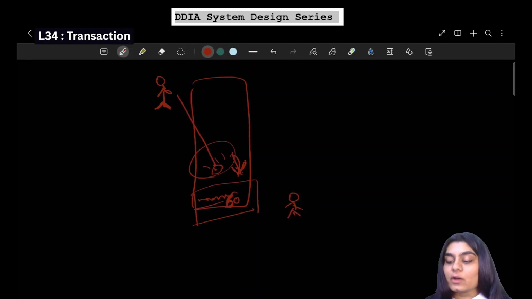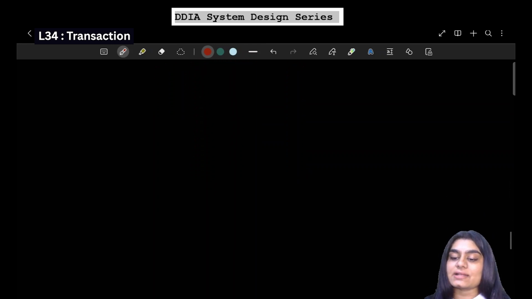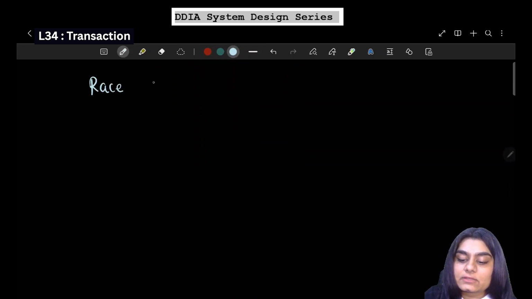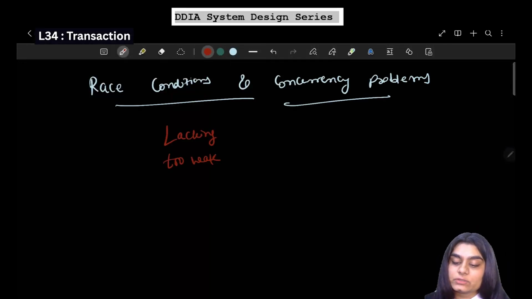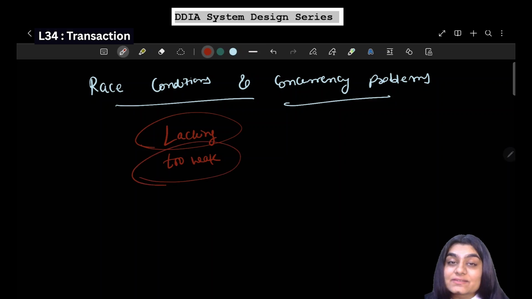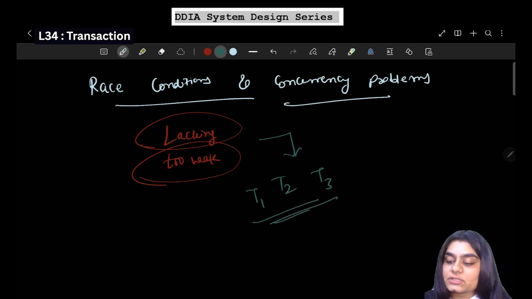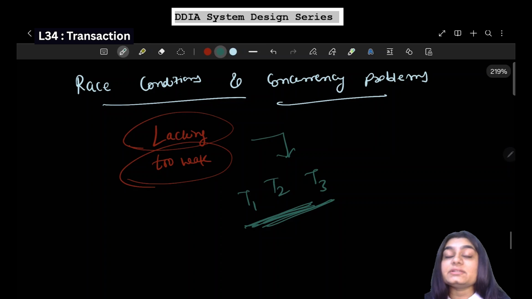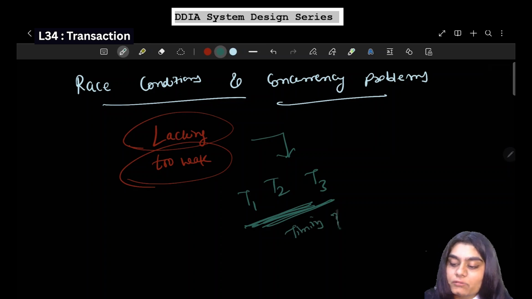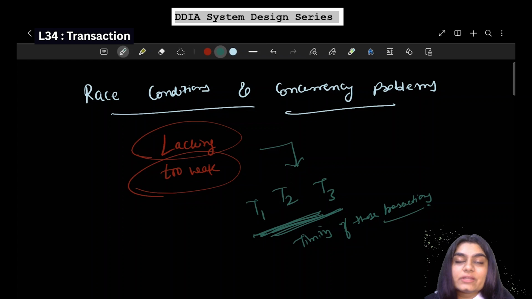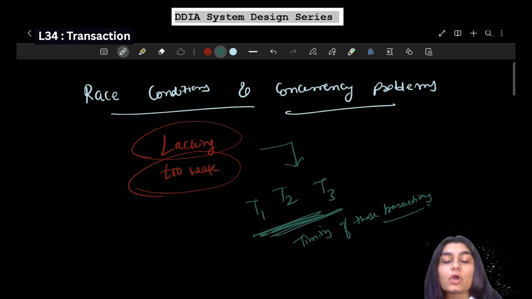So now as we are discussing concurrent transactions, let's talk about race conditions and concurrency problems. When isolation is lacking or too weak, race conditions can occur in the database. A race condition happens when two or more transactions interleave operations in a way that the final outcome depends on the timing of those transactions. This will lead to incorrect or unexpected results. Race conditions are a symptom of inadequate isolation or poor concurrency control.